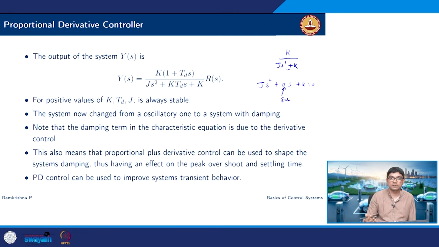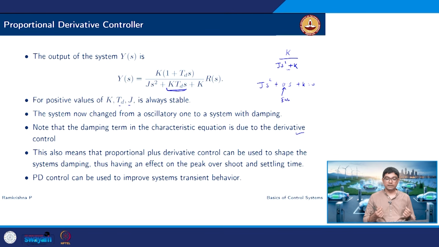If damping is 0, the system will always be oscillatory. Now, I add the derivative term, which adds a term here, k times TdS. And for positive values of k, T and J, the system is always stable. This is kind of easy to check for a second order system, right? As long as the coefficients are greater than 0, the system will always be stable, right? And whatever sits in here is only due to the derivative action, right?